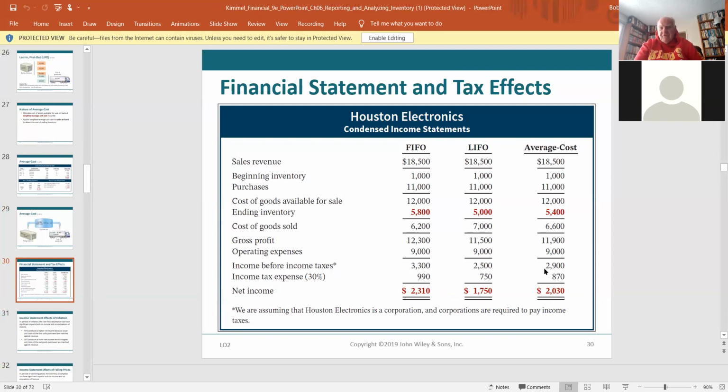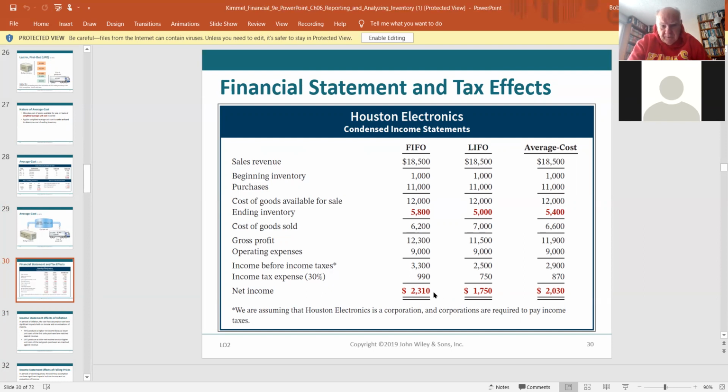In other words, FIFO will always give you a higher net income. LIFO will always give you a lower net income, and the average will be in between. Now, that is assuming that prices are going up, in the manner of a healthy economy. If the problems are showing you that prices are coming down, then the rules reverse themselves. Hopefully, we're only going to be talking on the test and in future discussions about a normal inflated economy.